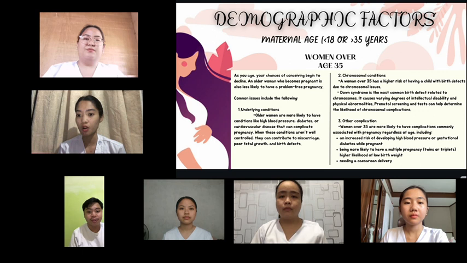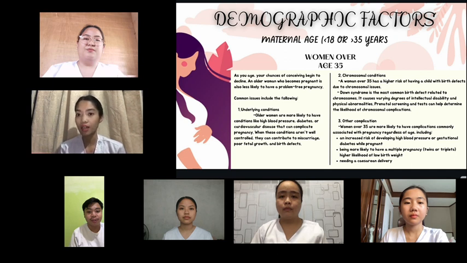Number 2 is chromosomal conditions. A woman over 35 has a higher risk of having a child with birth defects due to chromosomal issues. So, Down syndrome is the most common birth defect related to chromosomes. It causes varying degrees of intellectual disability and physical abnormalities. Prenatal screening and tests can help determine the likelihood of chromosomal complications.